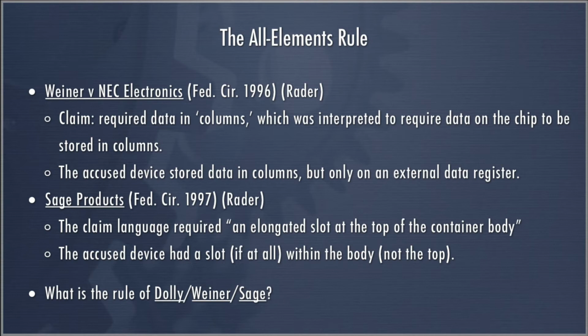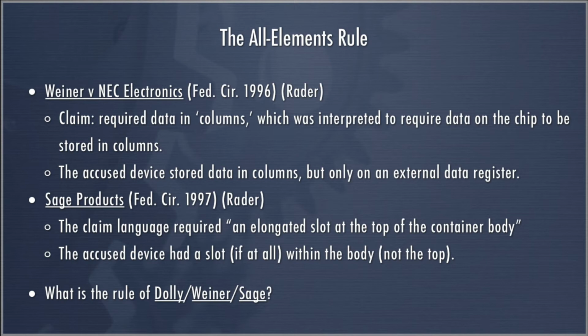Sage Products is another case, in which the claim language required an elongated slot at the top of the container body. The accused device had something of a slot, but it was within the body. There wasn't sort of a separate top piece of the body. This was a disposal device for needles, I believe. And so it was within the body, near the top, but didn't have a separate top piece like the claim had anticipated.